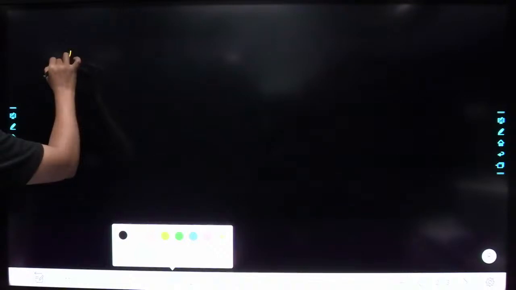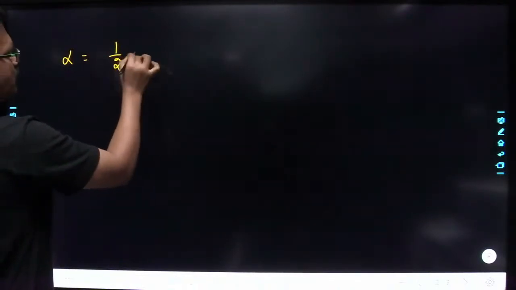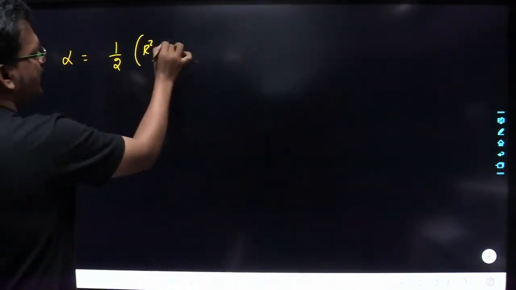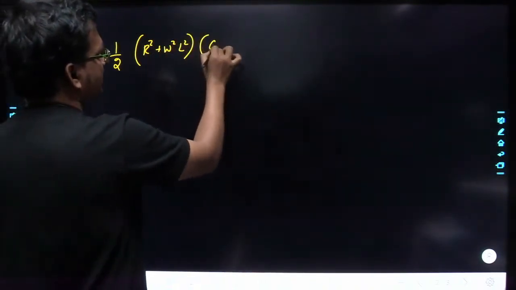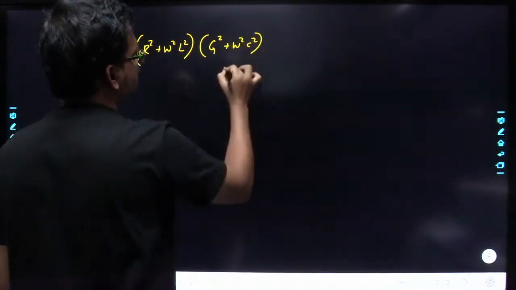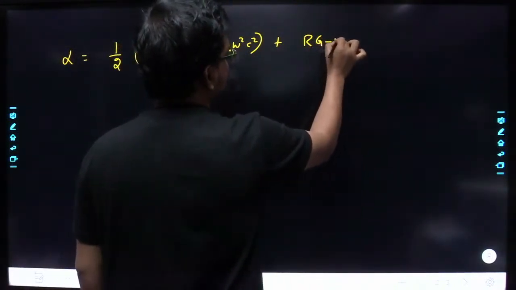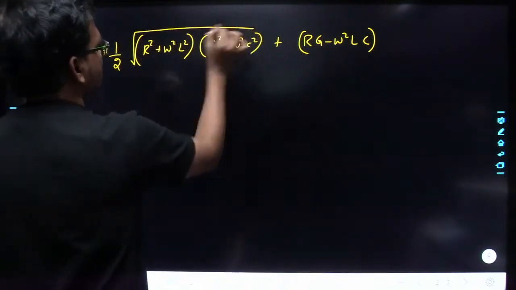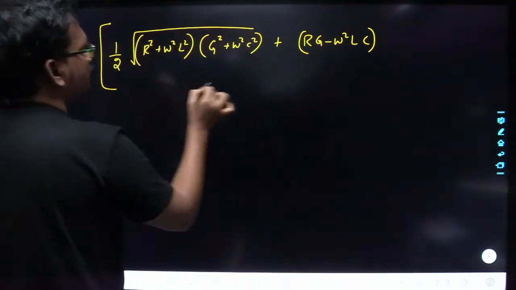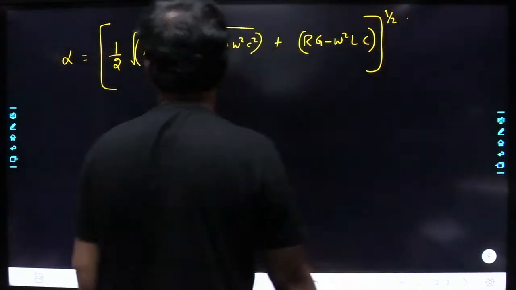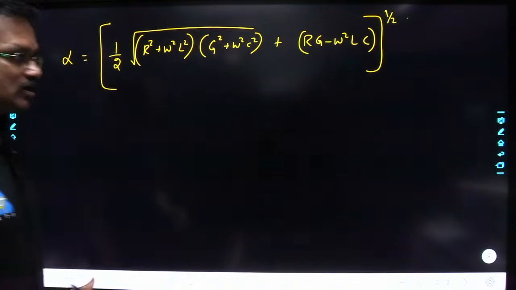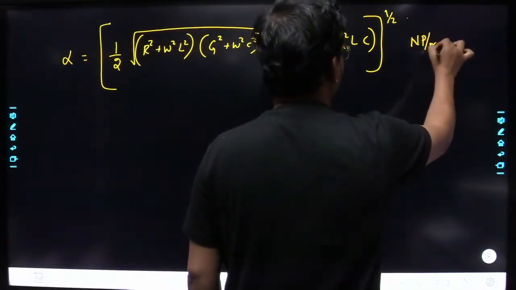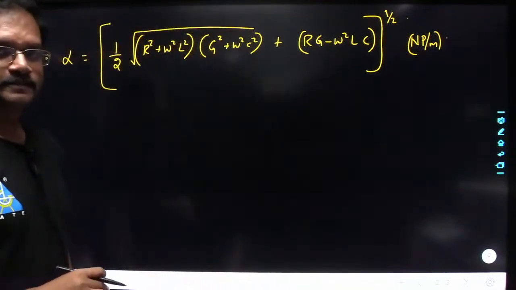Or otherwise you can directly apply the formula. Yes or no? We have already derived the expressions for alpha and beta. So alpha is equal to what we got: 1 by 2 into (r square plus omega square L square) multiplied by (z square plus omega square c square) plus (Rz minus omega square Lc), all under root, whole to the power of 1 by 2. So this is the expression we got for alpha. By substituting in this, you can determine the alpha value. Yes or no here?